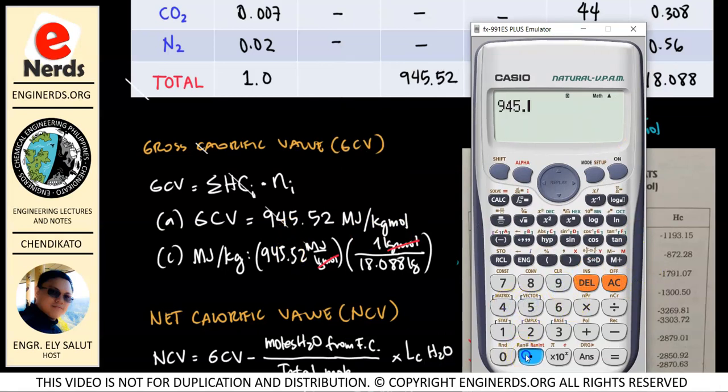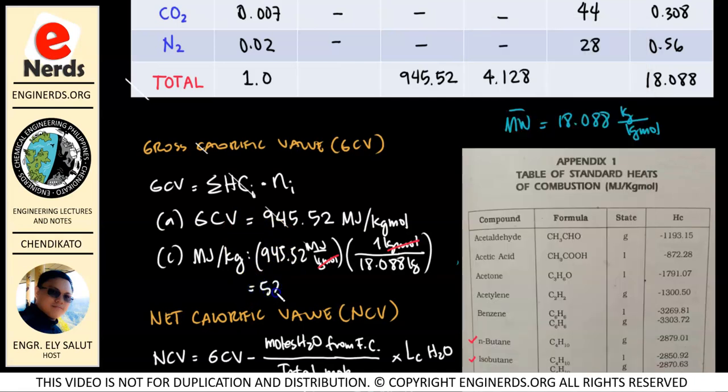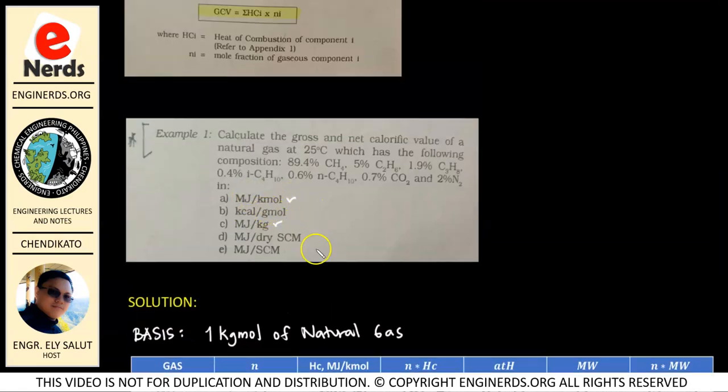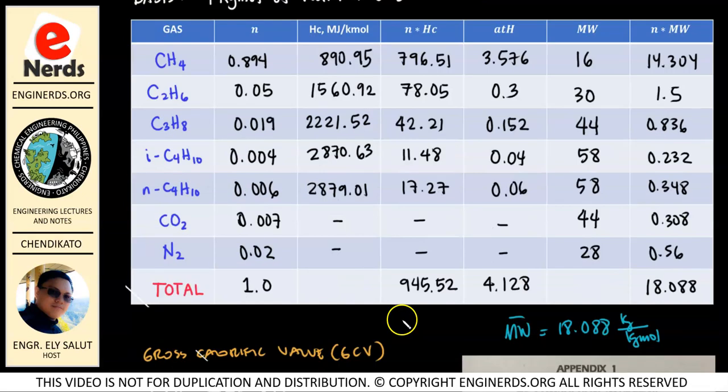Okay? So, what do we have here? 945.52 divided by 18.088. Okay, so we have here 52.27 megajoule per kilogram. Okay, so this is our final answer. So yung iba, di na natin sasagutan. Okay, some of it are just conversion, and one of these you will use one-to-one equation. Okay, so you can just find it, no?